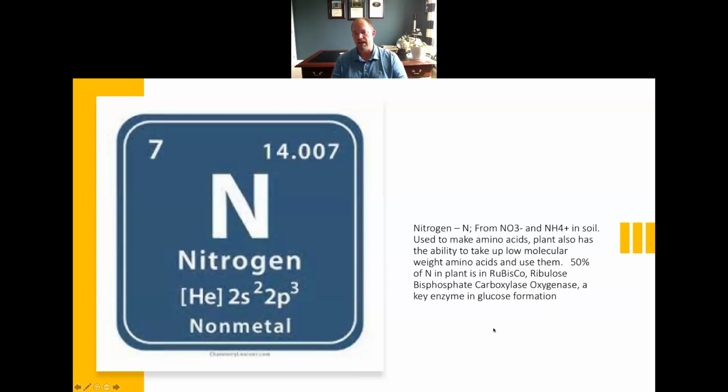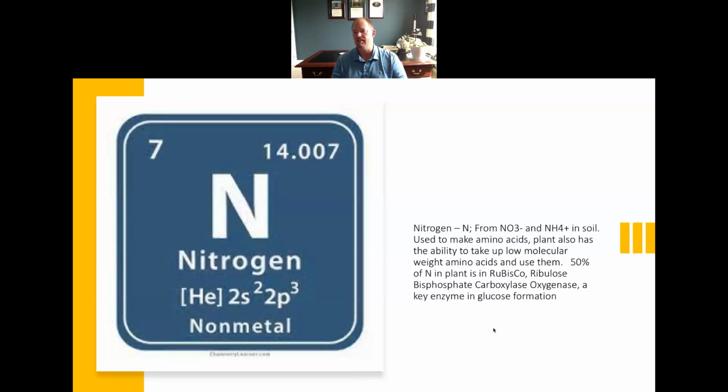So nitrogen would be the next component that's important to plants. This is going to come in two forms, both anionic and cationic forms. So this would be one of the anions that we talk about that a plant will take up. The anionic form would be nitrate, and the cationic form would be ammonium. These are basically coming to the plant from the soil. These are used to make amino acids.